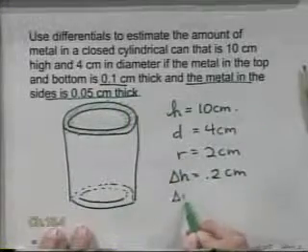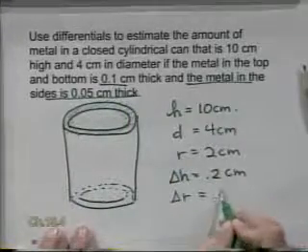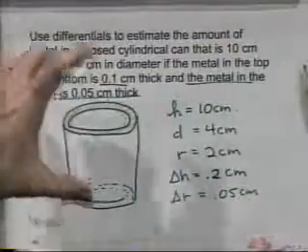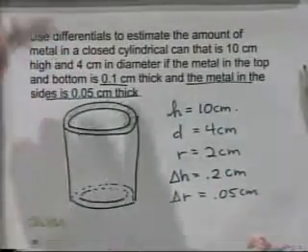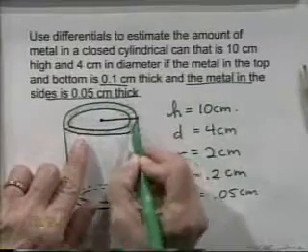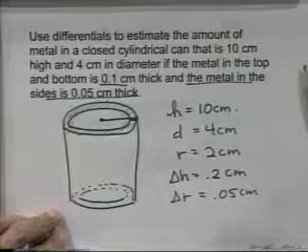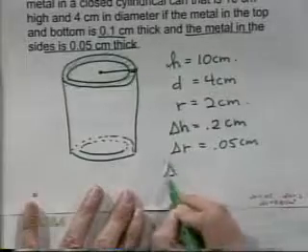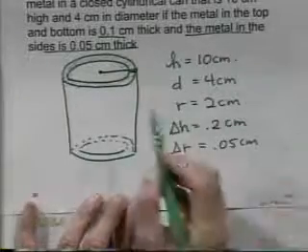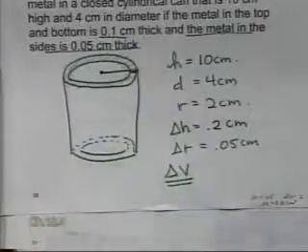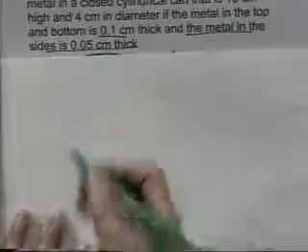So what's my delta r? It's going to be 0.05, right. Do we all see why we had to double it with this? Because the top and the bottom, you've got a top and a bottom when you're measuring your height that change. But the radius, you're just going from here to here, so your delta r is just 0.05. And the amount of metal that we want to come up with is delta V. How much does our volume change when we increase our sides by so much and our height by so much? So what we want to come up with is dV.